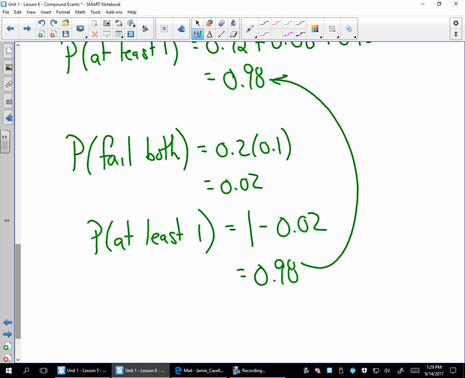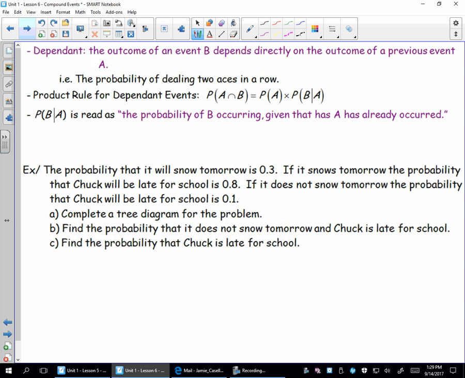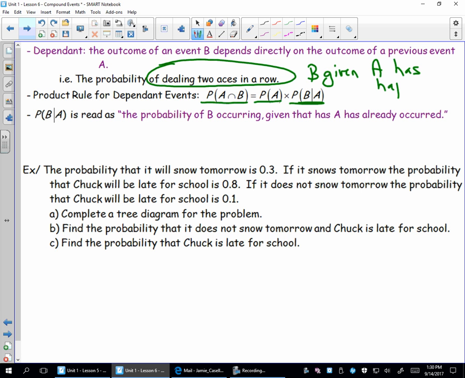Okay, so we've been talking about independent events, things that don't affect each other. Well, what about dependent events? If things are dependent on one another, that means the result of one thing directly affects the next thing. For instance, the probability of drawing 2 aces in a row. Our formula kind of looks the same. A and B is the probability of A times, and here's our new thing, the probability of B given A has happened.